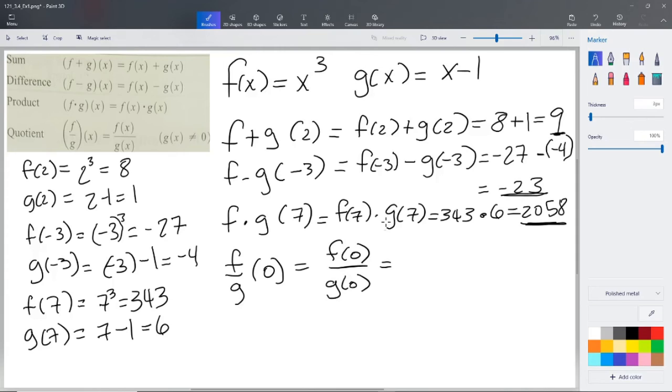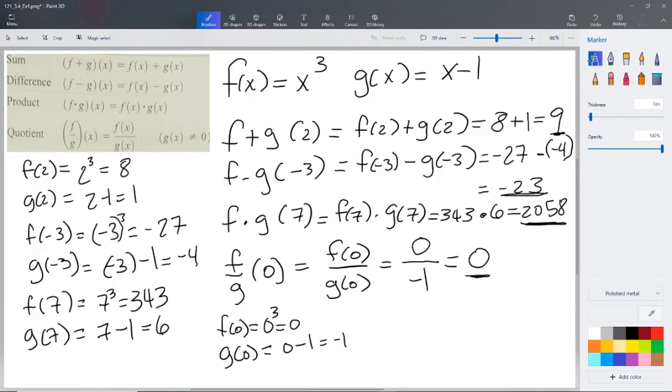We're running out of room in the sidebar area, so we'll just go below. Let's go ahead and do F of 0 right here. So that means that we're going to have 0 cubed. And 0 cubed is still 0. So our numerator is 0. It's looking like the answer may be 0, but we do need to verify that the denominator isn't 0. If we look at G of 0, we're going to have 0 minus 1, which of course is negative 1, meaning that our denominator isn't 0. But 0 divided by anything other than 0 is indeed 0. And so there's our final answer there of 0.